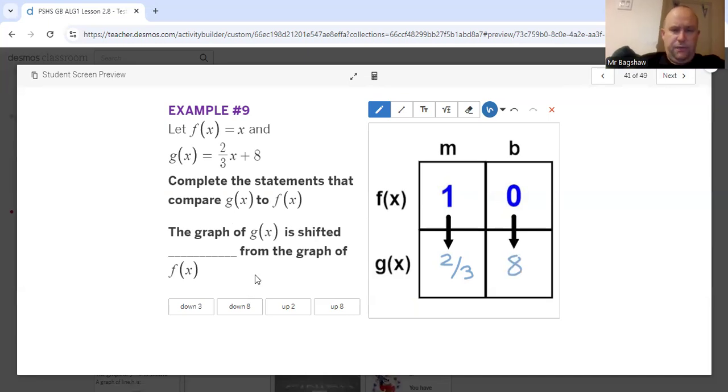So we're looking, is this shifted up or down? So that's the y-intercept. So I'm looking here. If I see the word steepness, I know that I'm looking for slope. So if I go from 0 to 8, you can see that I'm adding on 8, which means I'm going up 8.